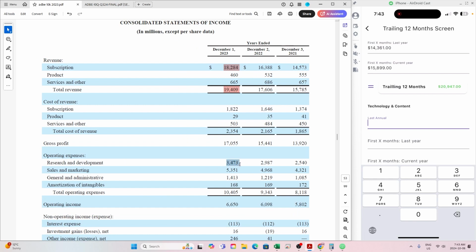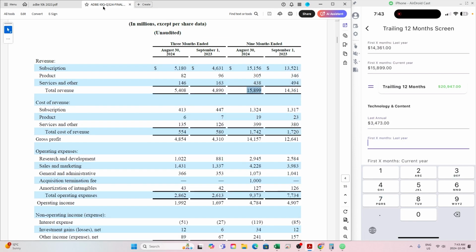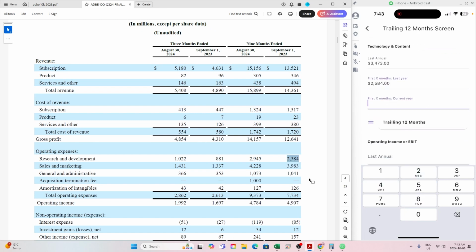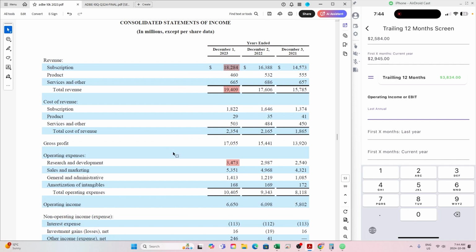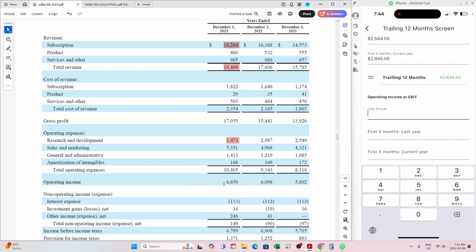And the next one is technology and content. It's like research and development. First we have to put the last annual data and then the current quarterly data. After doing that, we got the trailing 12 month research and development. Our next one is operating income. First the last annual operating income, which was around 6,650.